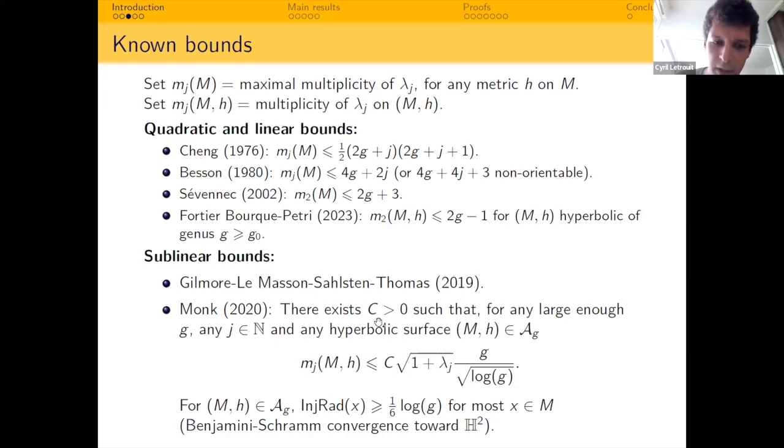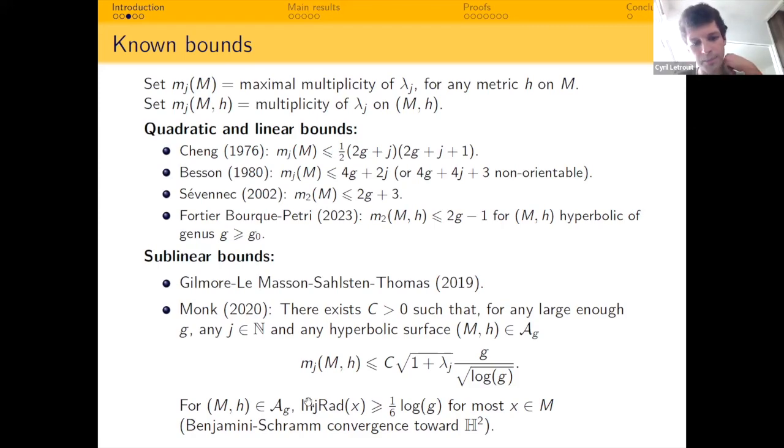So the precise statement is: there exists C greater than 0, such that for any large enough G, which is the genus, of course, any j in N and any hyperbolic surface in some set that I will explain in a minute, you have that m_j, the multiplicity of lambda_j, is at most a constant. Somehow it doesn't care that there is a square root here, but G over root log G. So it's better than just G.